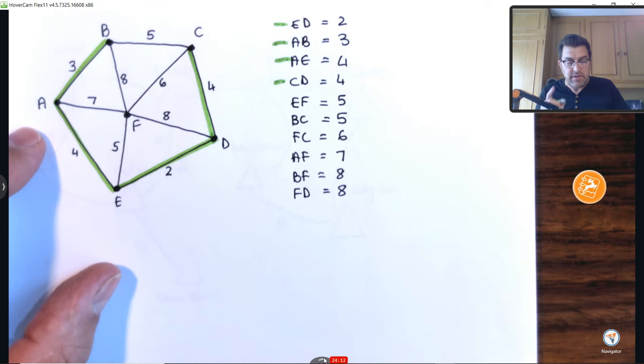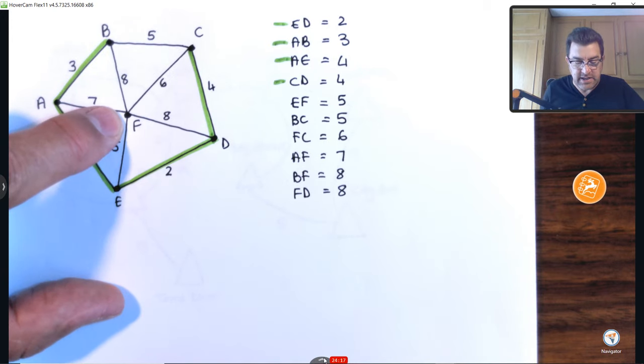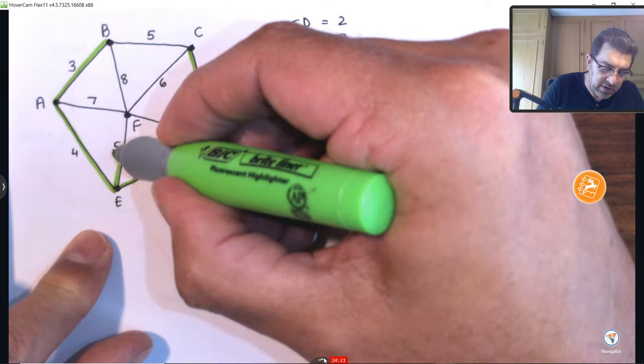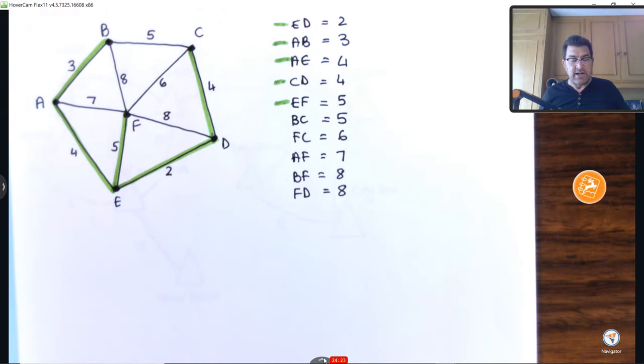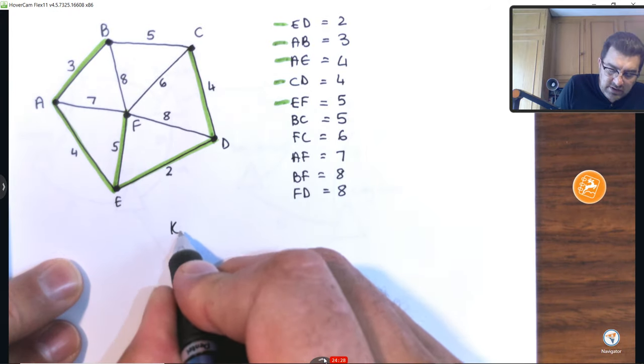So now the only thing that's left is to get to vertex F. Now that I can do by following EF. And there's my minimum spanning tree by Kruskal's algorithm.